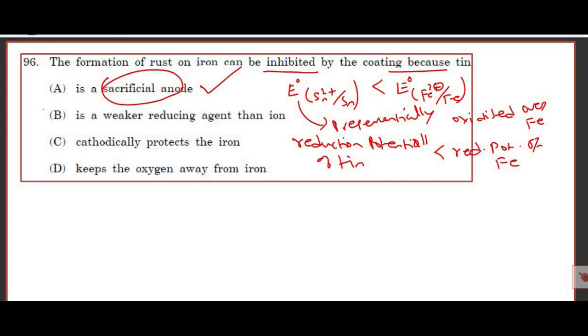B is a wrong answer because it is a weaker reducing agent. It's not a weaker reducing agent, it is a stronger reducing agent. It is cathodically protected. C is also wrong because it is anodically protected. And D, keeps the oxygen away from the iron, is also a wrong answer. So option A is the correct answer.